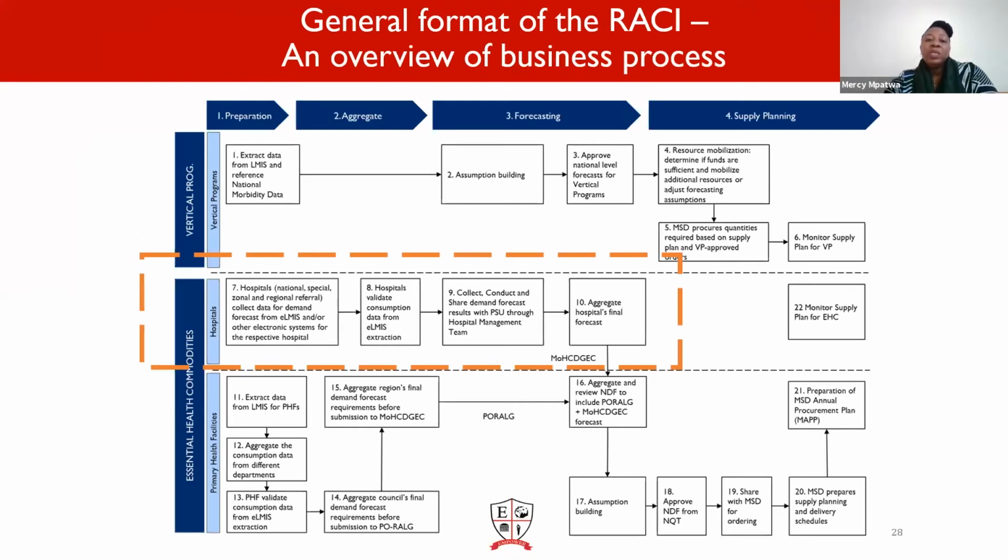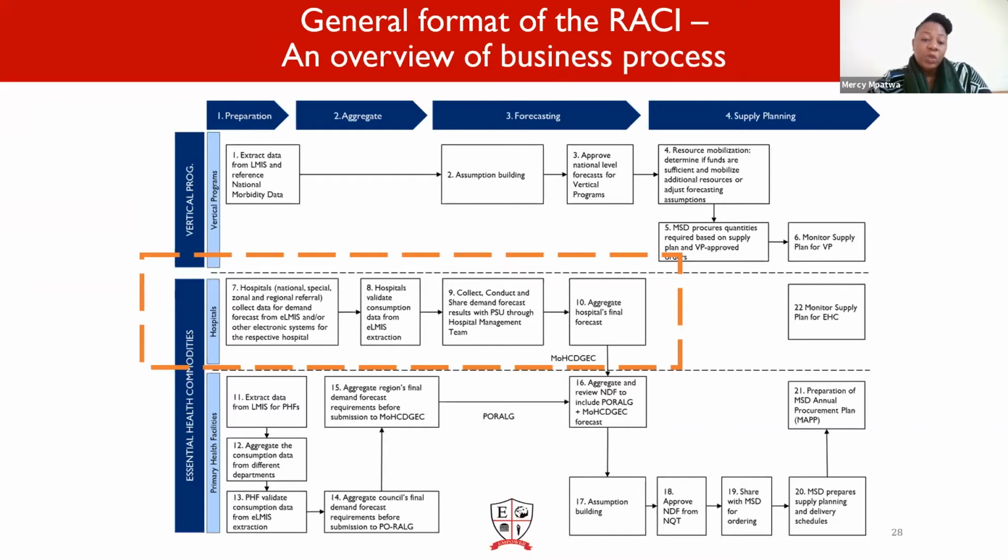Okay, here we will see the general format of RACI, but we will narrow down to today's presentation where our next speaker will speak in detail. So we see this is a business process if one wants to do the quantification. The first step is to extract data from the logistic management information system, be it paper-based or electronic, but at the moment we are using electronic. Then we have the next step, which is assumption building. Then we approve at the national level, vertical programs, resource mobilization, MSD procures, and monitors the supply. That goes when the vertical programs conduct their quantification.